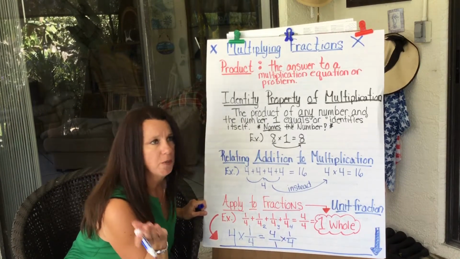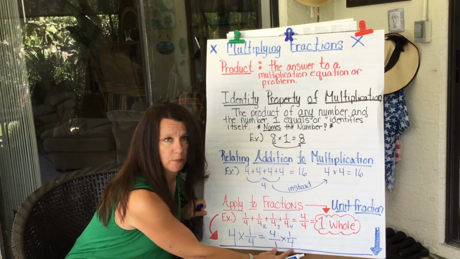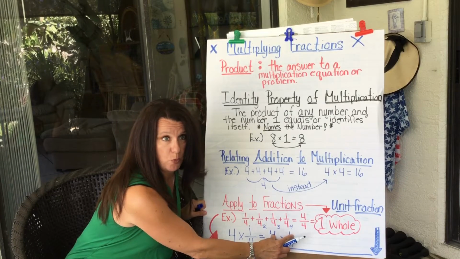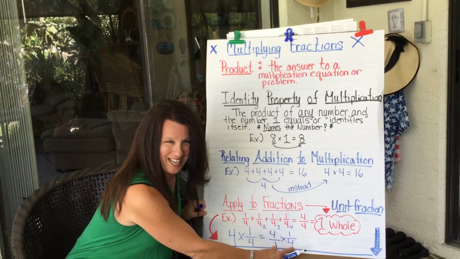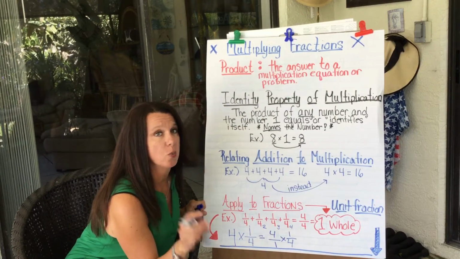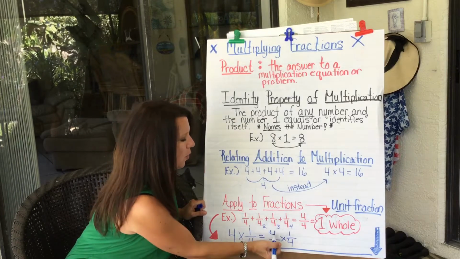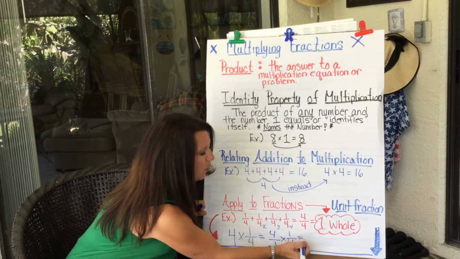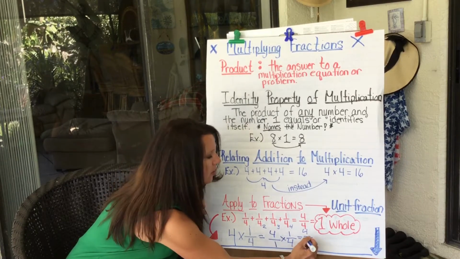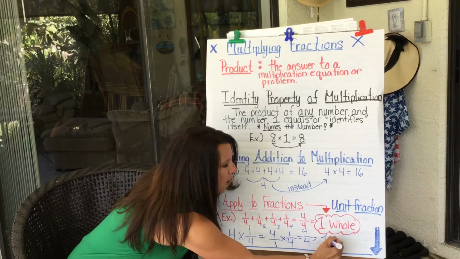Now, I know when we did addition and subtraction, we did not change the denominator. We changed the numerator, but not the denominator. In this case, that is not the case. We're going to change both the numerator and the denominator by multiplying. So 4 times 1, with the numerator, is 4. 1 times 4, the denominators, is 4. That's the same answer, and it still equals 1.